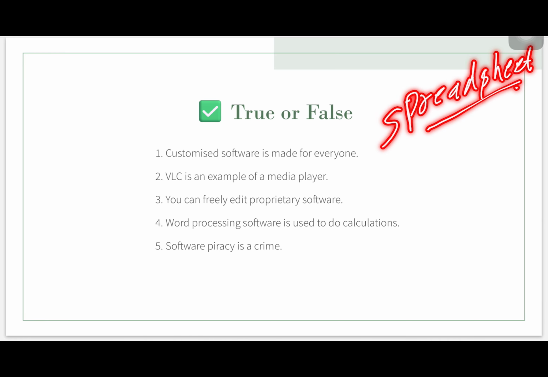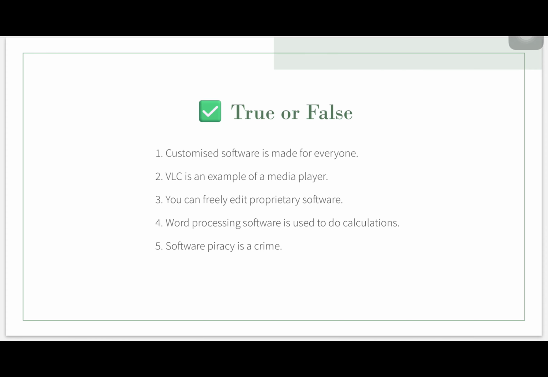Spreadsheet applications. Which are the applications? OpenOffice Calc, Microsoft Excel, or a web browser. If on the web, we choose Google Sheets, right? Now next, software piracy is a crime. True or false? Yes, it is a crime. It is illegal to use. So, false, true, false, false, true, right?